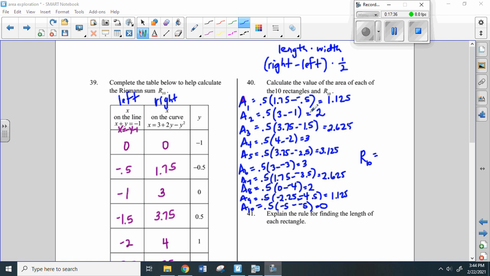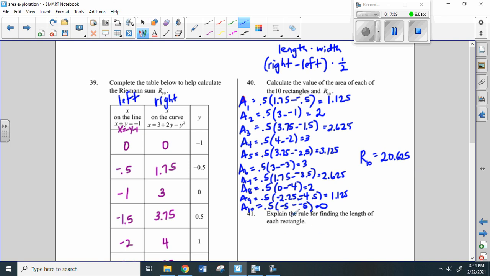All right, so I've taken the time to find all 10 of my areas. That last one, which was the top one in the picture previously, ended up being an area of 0, which is why we couldn't really draw it to begin with. And then when I add all of these values up, I get 20.625. So I'm saying my area is approximately 20.625.